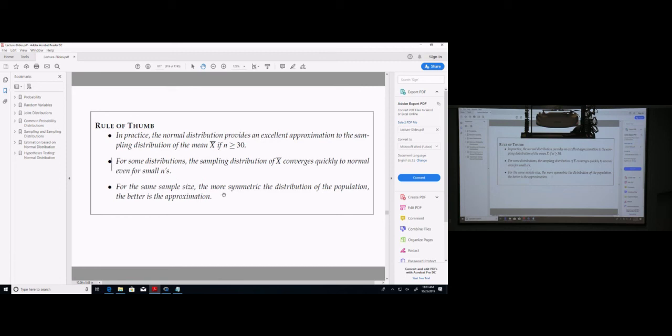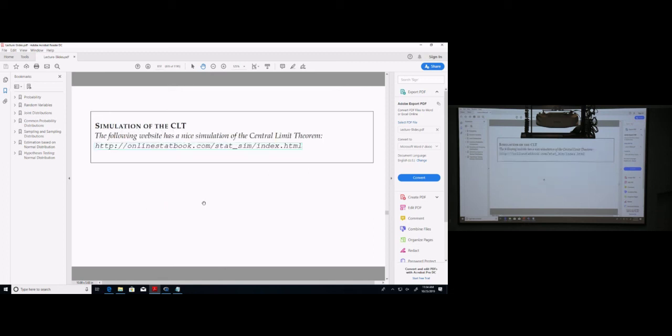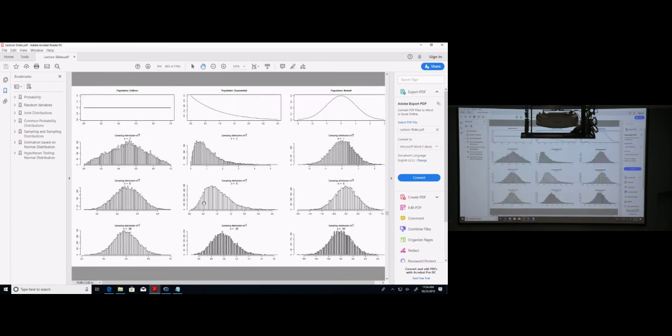For the same sample size, the more symmetric, and this is crucial, the more symmetric the distribution of the population, the better the approximation. So if you have some idea that the underlying population is symmetrical around the population mean, then 30 would be a very good requirement. You can even go down to 20 or 25 or whatever. This is something that you can try.